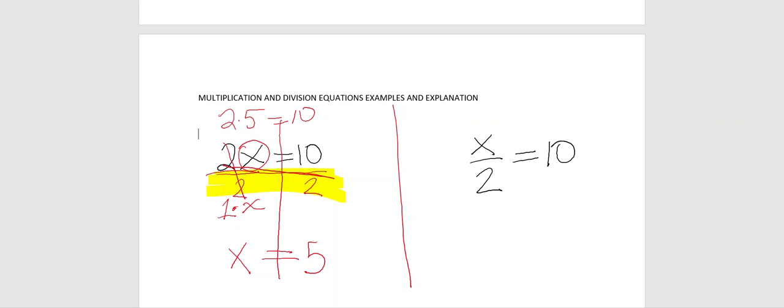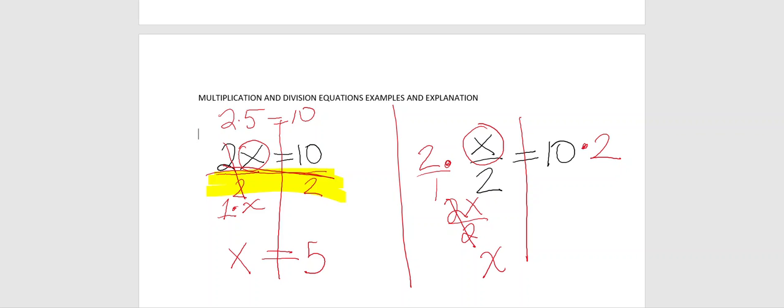All right, and if we're looking at this other example, x divided by 2 equals 10. Again, we're trying to solve for x. What's happening to the x? It's being divided by 2. The inverse of division is multiplication. So I'm going to multiply both sides by 2. 2 over 1 times x over 2 is 2x over 2. And 2 divided by 2 leaves me with 1. And 1x is equal to x.